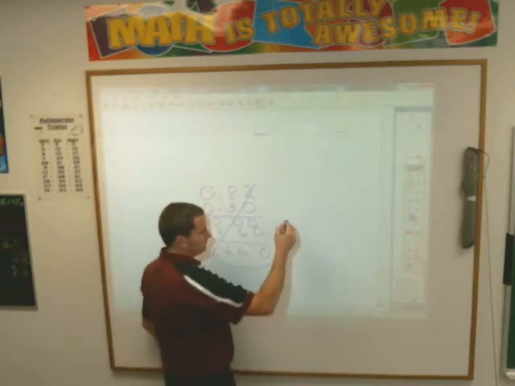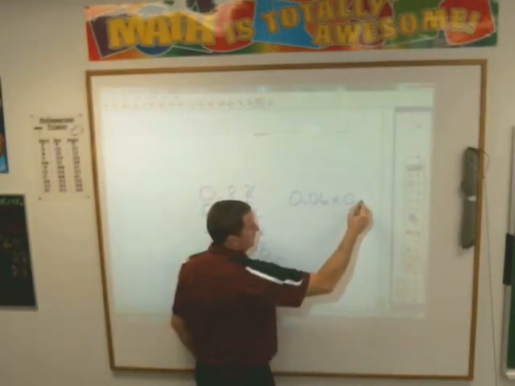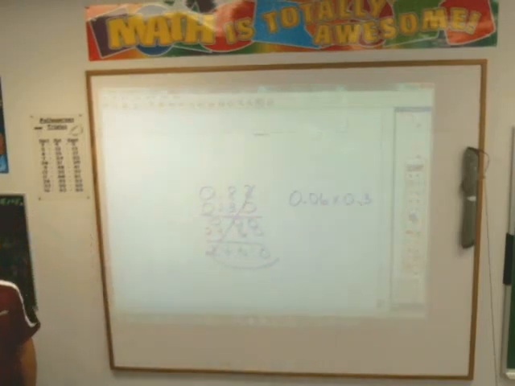How about this one? 0.06 times 0.3. Multiply that for me. 0.06 times 0.3. You should be done. I can tell you the answer right now. It's not a tough one.